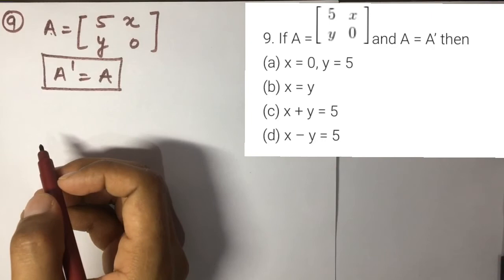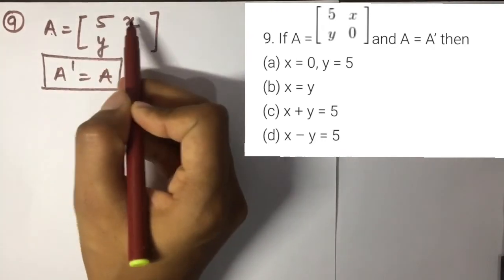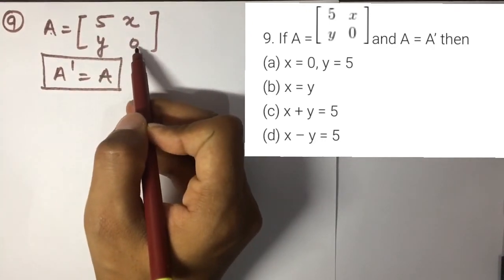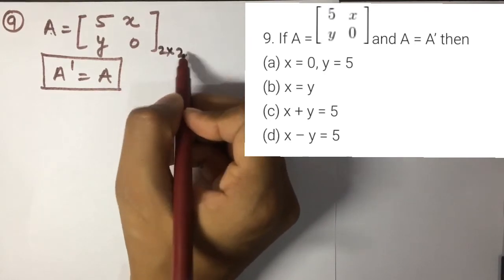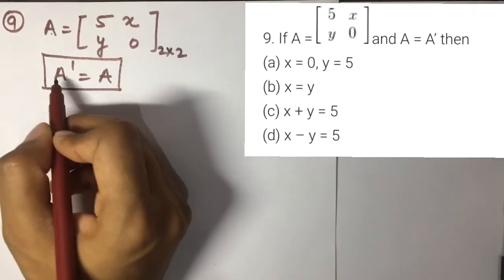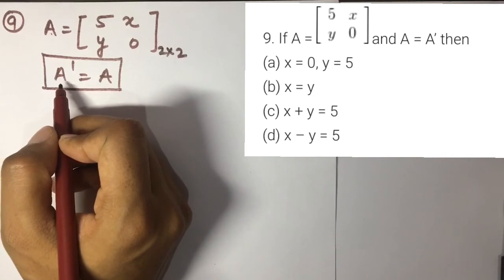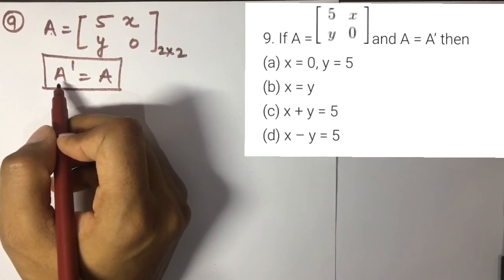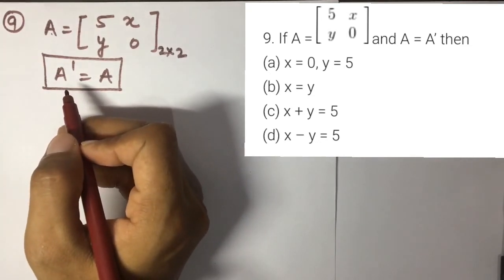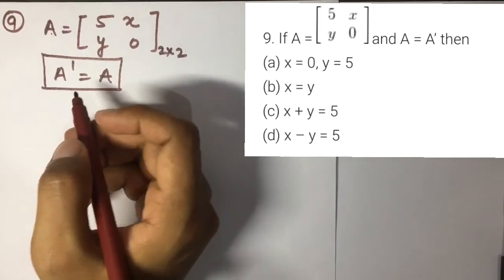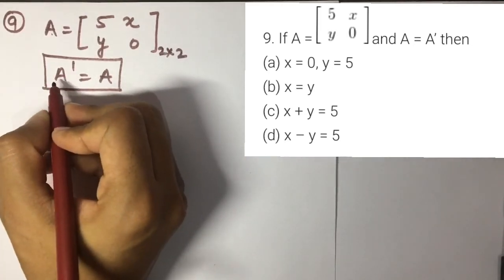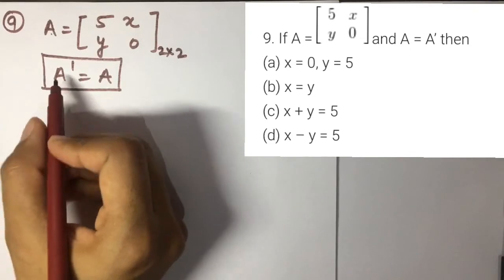Question number 9 says that if A is equals to [5, x; y, 0], this is a 2 cross 2 order matrix, and A is equals to A dash, that means A is equals to A transpose, this is given to you, then which of the following options are correct? So A dash, that means A transpose, let us find out.